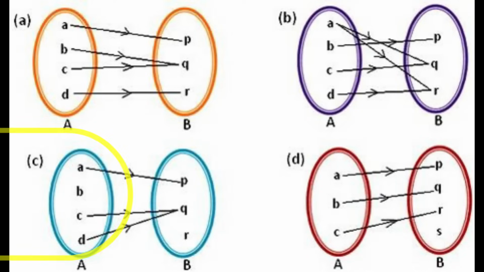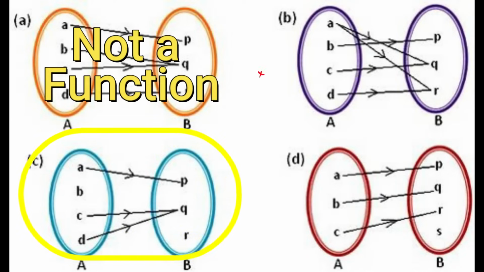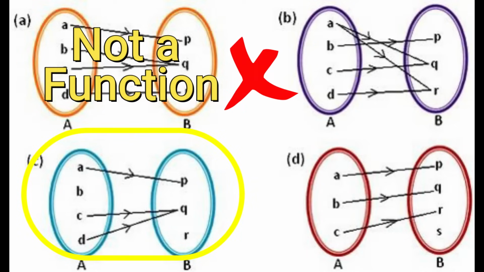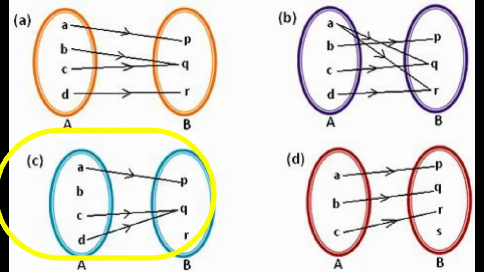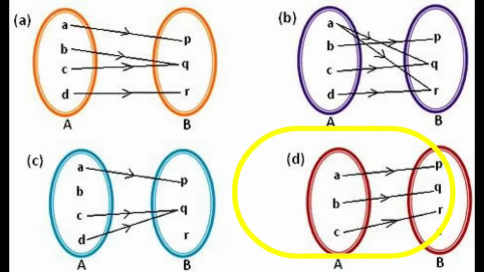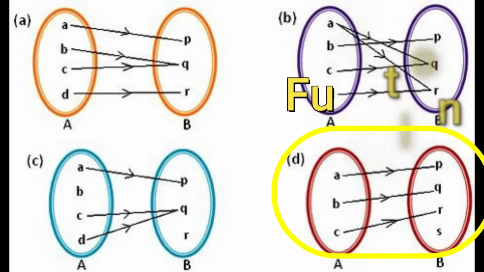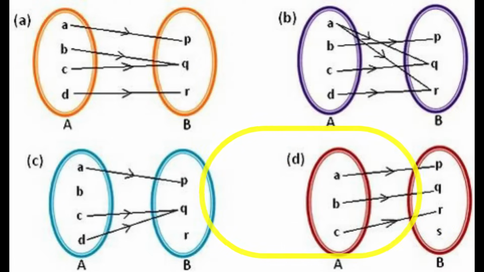If you take diagram C, it is not a function. Why? Every element of A does not associate with elements in B. There are free elements. You can't have free elements in the domain. And if you take D, it represents a function. Each element in A is linked with one element in B.